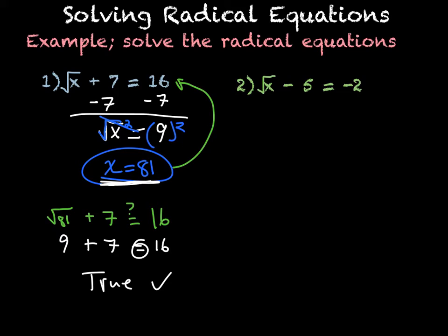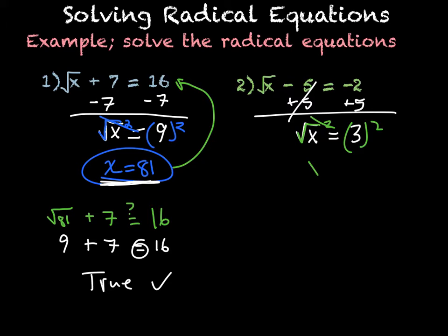For this next one, what we have to do is we start by adding the 5 over. That cancels out, leaving me with the square root of x equals 3. Then I have to get rid of the square root by squaring both sides. So that's going to leave me with x equals 9.